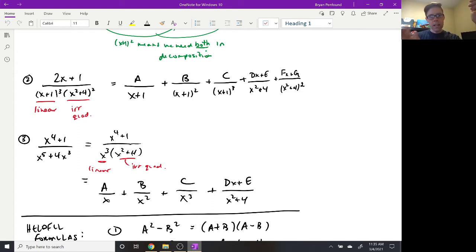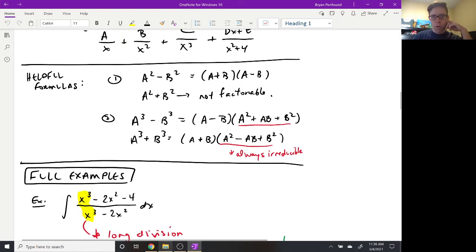Moving over to the next one, we have an x squared plus 4 as our next factor, but notice that it has 2 copies. It's (x squared plus 4) all squared. So on the right-hand side of the equation I need an (x squared plus 4) single and an (x squared plus 4) to the second power. And because this is an irreducible quadratic, each of those numerators gets a linear expression. That's where the dx plus e and the fx plus g come from. So that's the lowdown of setting up the decomposition.